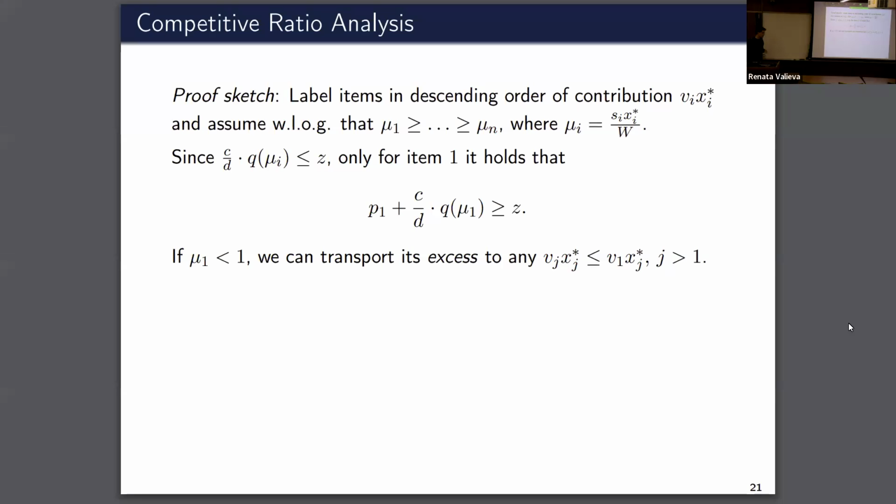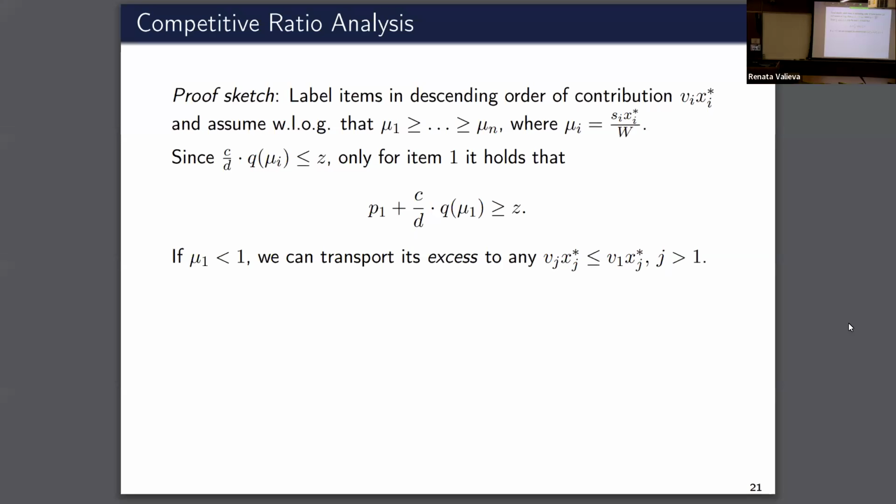Then we know for all items except the first one, this holds. Only the first one can get more profit because the first item, the most profitable one, its profit comes from the secretary algorithm that gives P1 and from the knapsack that gives this other term. Otherwise, everything is less than Z.